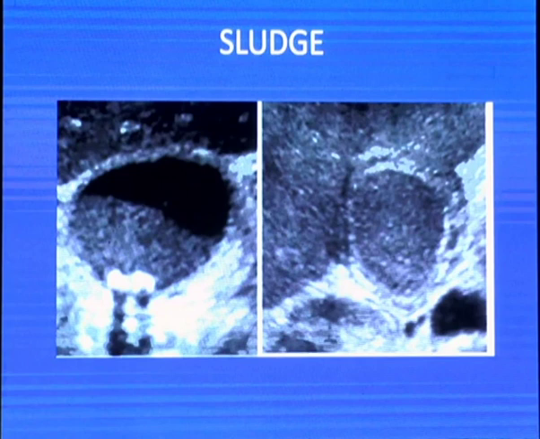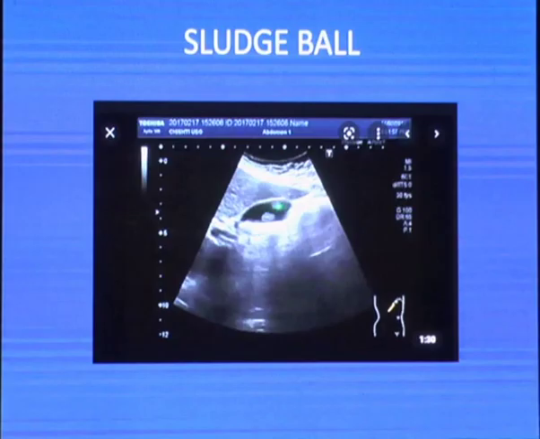Sludge within the gallbladder may appear as low or high level internal echoes, partially or completely filling its lumen. There is no shadowing due to sludge. Sometimes echogenic foci are seen within the sludge which cause shadowing posteriorly, and these are stones. So sometimes we may see sludge and stone together.